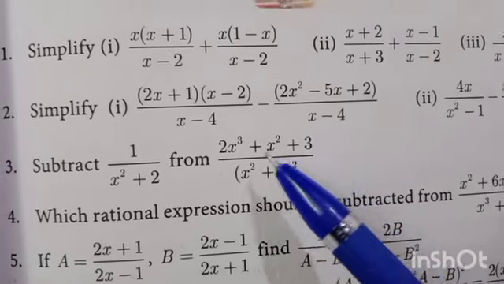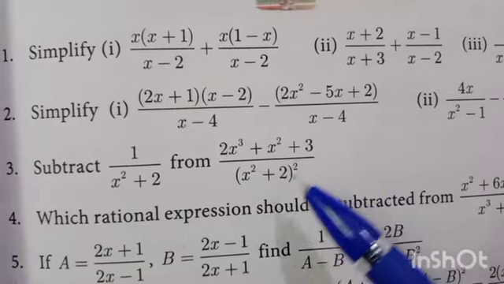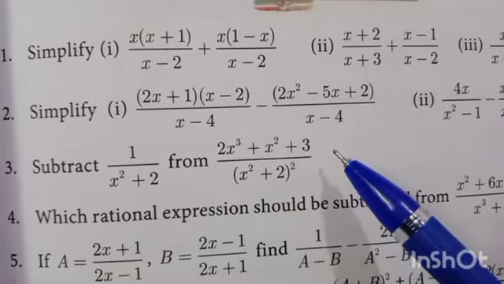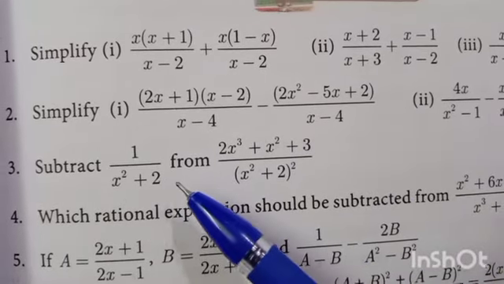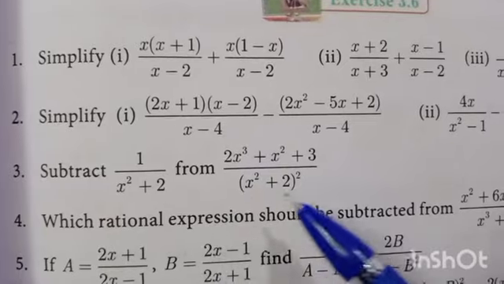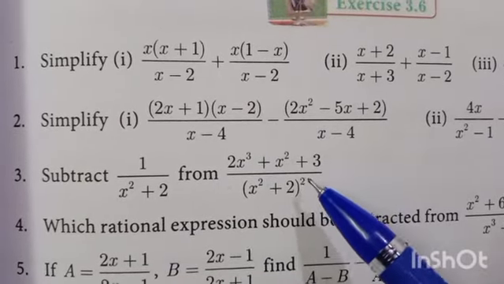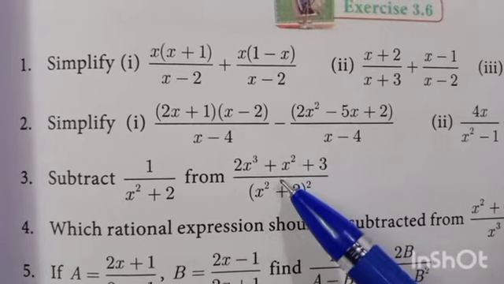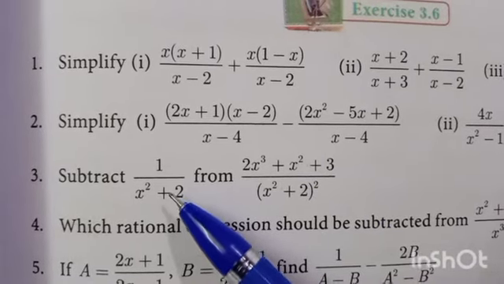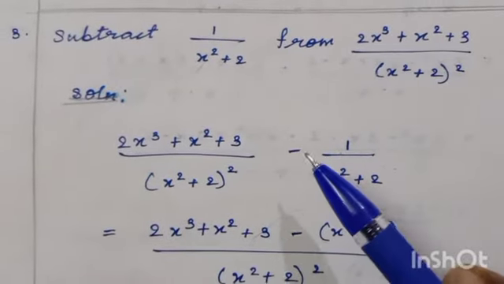So this is rewritten as (2x cube plus x square plus 3) whole divided by (x square plus 2) whole square, minus 1 by x square plus 2. From what is given, the first expression is subtracted from this expression. So, this expression minus this expression. First, you write the given problem rewritten in this form.